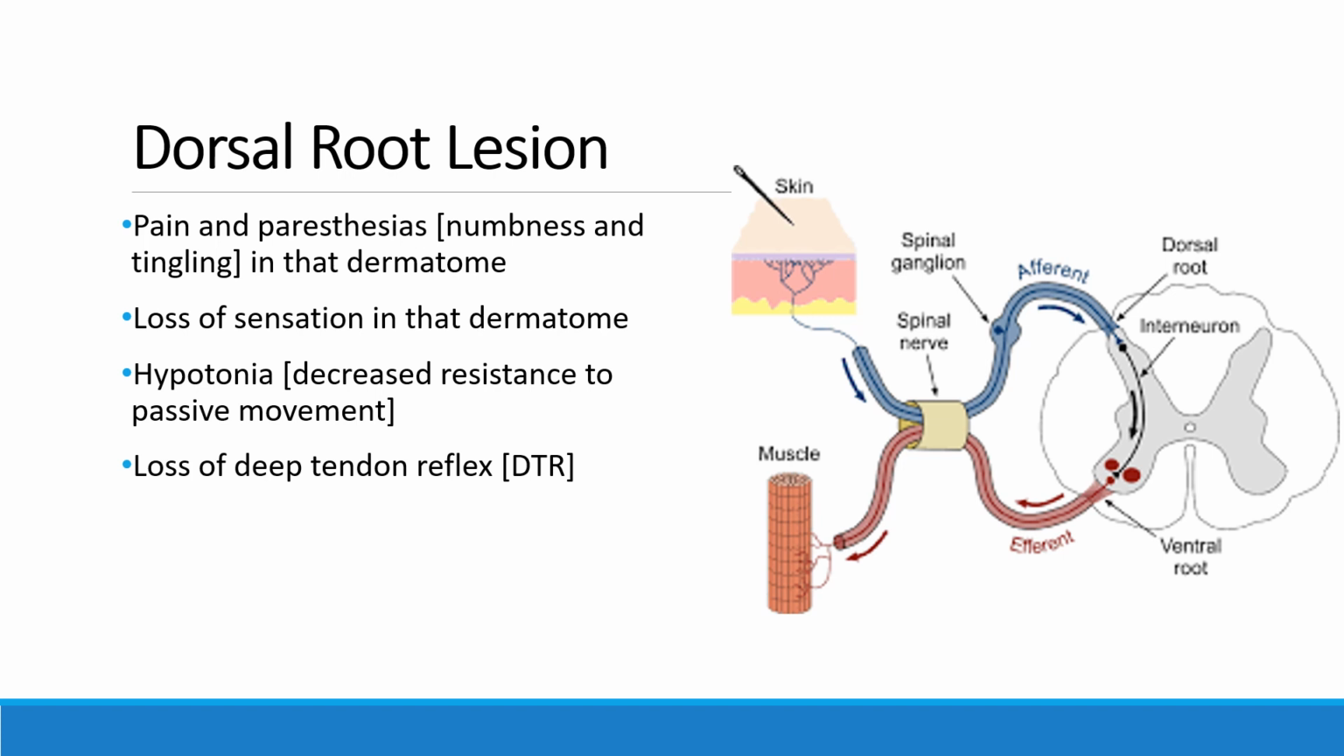Dorsal root lesions, pain and paresthesias, numbness, tingling in that dermatome, loss of sensation in that dermatome, hypotonia or decreased resistance to passive movement. So they're really just kind of dead sleepy weight, right, when moving them around. And we see a loss of deep tendon reflex.